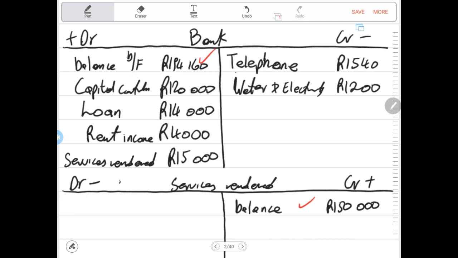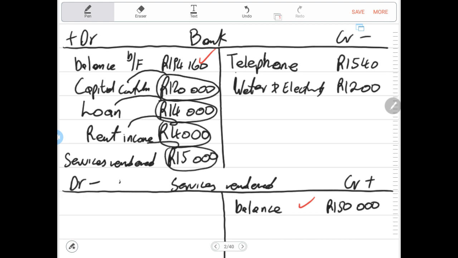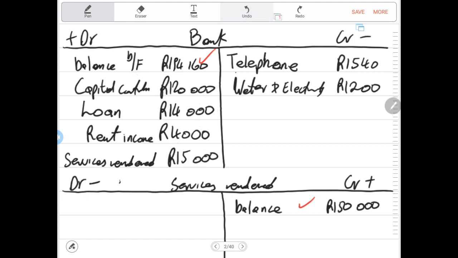That's why our bank account is increasing. If you look at the first one, our bank account increased because the owner contributed money. Second one, our bank account increased because we received money from the loan. Third one, bank account increased because we received money from the rent. Fourth one, bank account is increasing because we received money for the services we have rendered. So on the credit side, our bank account is decreasing. Why? Because we paid the telephone. Credit side, 1,200, our bank account is decreasing. Why? Because we paid for water and electricity.